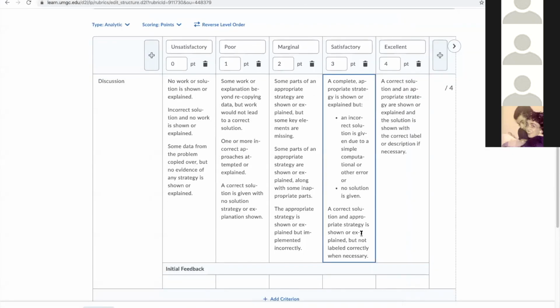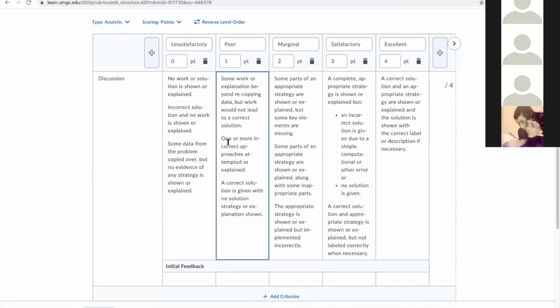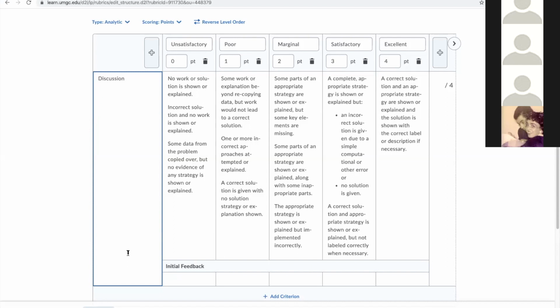Here we go. Let me share my screen and I can show this. So this is it right here, and this is actually the editor for it inside D2L. It's not particularly exciting. It is a single dimension. And you either exceeded expectations, or a correct solution and an appropriate strategy are shown or explained, and a solution is shown with a correct label or description if necessary. And I'm pretty sure I copied these descriptions from something.